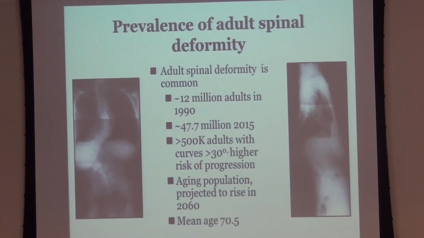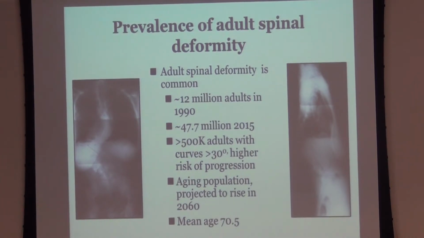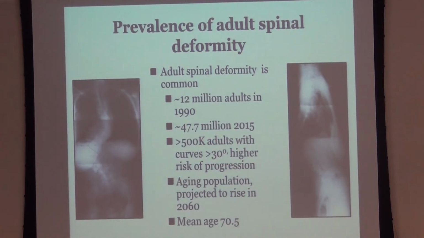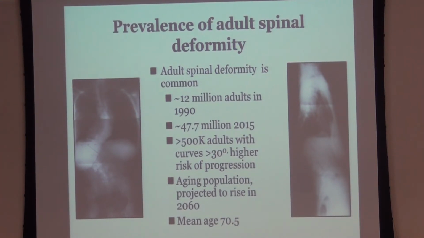Some of the issues dealing with these spines were already covered by Dr. Hawkins, the osteoporotic and degenerative issues that every population experiences. But this is also a growing problem. 12 million adults had some level of deformity in 1990. That is up to 47.7 million people. The significant issue is a much smaller percentage of patients that we deal with. That's where I come into play at times. It's about 500,000 people, and probably going to be 1 million by the end of this decade. This is projected to continue to rise, and we need to have better solutions.